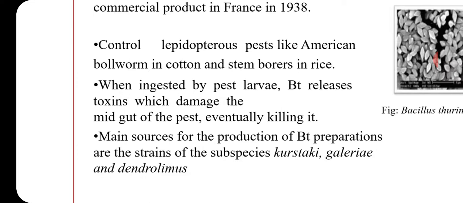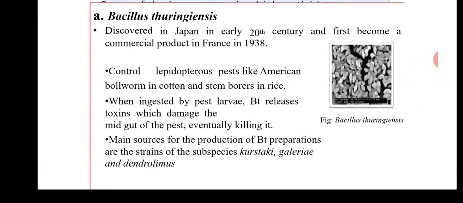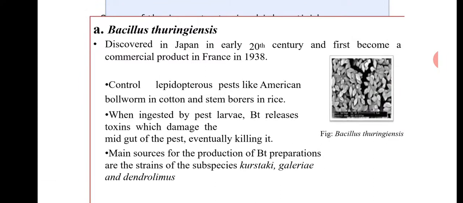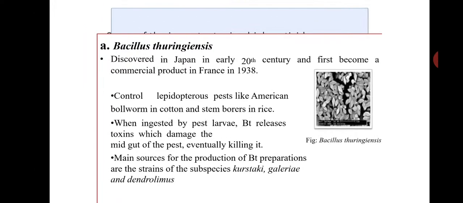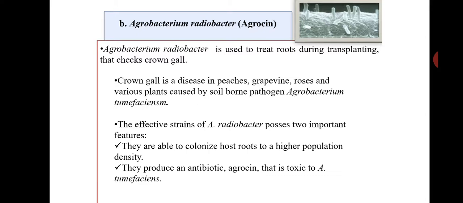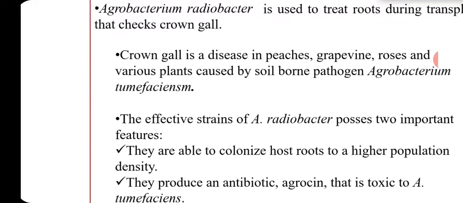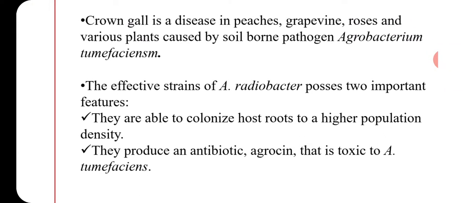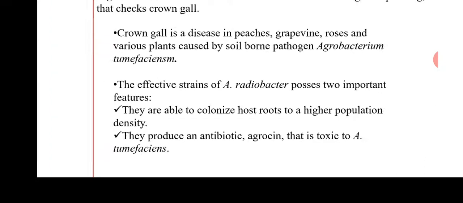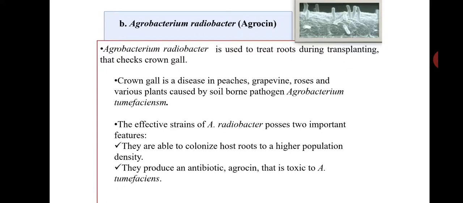And what is the source for the production of BT preparations? They are strains of the subspecies Kurstaki, Galleriae and Dendrolimus. Okay, these are certain strains from the subspecies. Agrobacterium radiobacter, that is agrocin. This is used to treat roots during transplanting, which checks crown gall disease. Crown gall disease is observed in peaches, grapevine, roses and various other plants, caused by Agrobacterium tumefaciens. The effective strain of radiobacter possesses mainly two features. They have the ability to colonize the host root, meaning to make their population density higher there, and they produce an antibiotic, agrocin, which is toxic to A. tumefaciens. It is secreting agrocin.